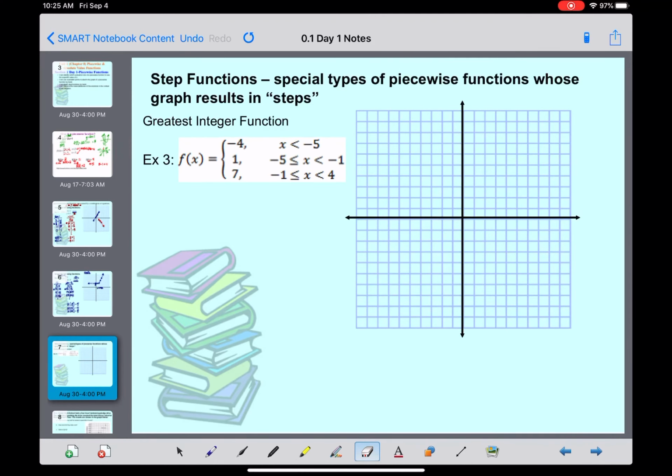And then we have step functions. I'm going to go ahead and pause the video here so you can practice those ones, and then this will be in the next video with the word problem.